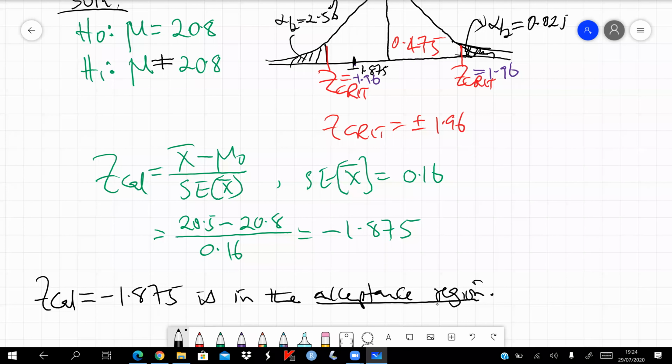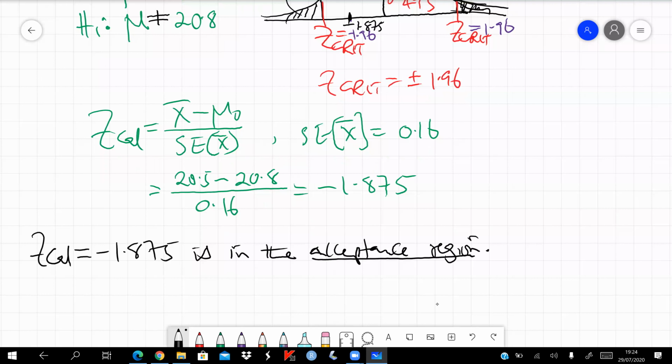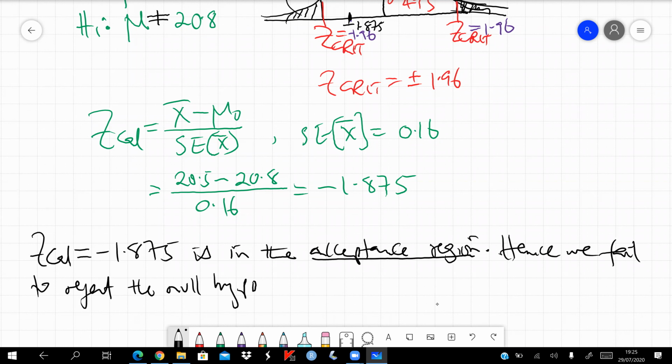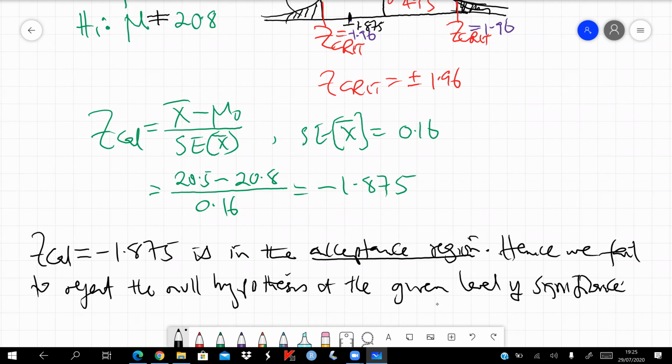So that tells you what to do with the null hypothesis. We do what with the null hypothesis? You accept. We fail to accept. We fail to reject the null hypothesis. Hence, we fail to reject the null hypothesis at the given level of significance.